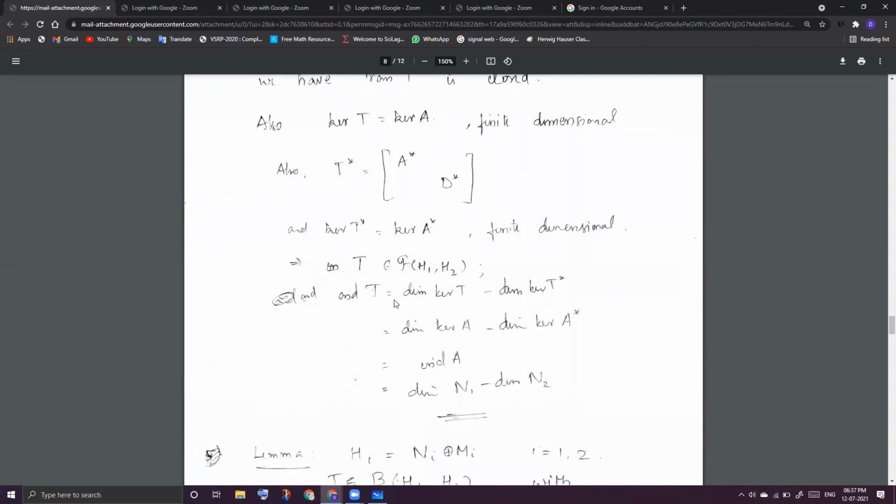So we have that the kernel of T and kernel of T star are finite dimensional, and range T is closed. So we have that T is Fredholm by the second part of Atkinson's theorem. And the index of T is going to be the difference of dimension of kernel of A and dimension of kernel of A star, which is the index of A. We proved index of A, in the finite dimensional case, to be dimension of N1 minus dimension of N2.